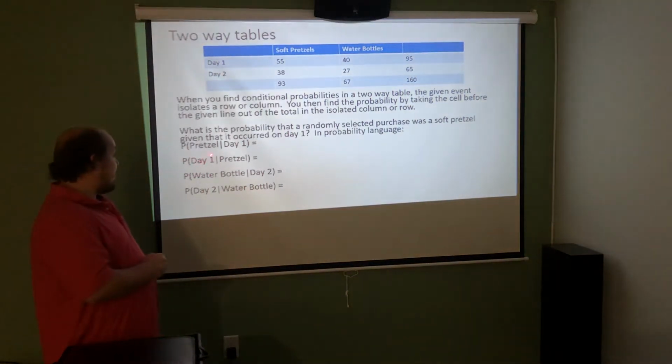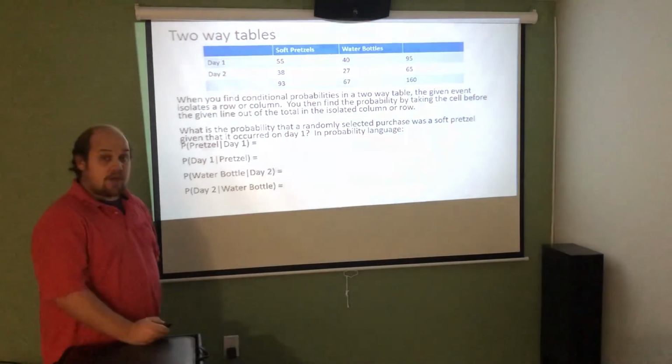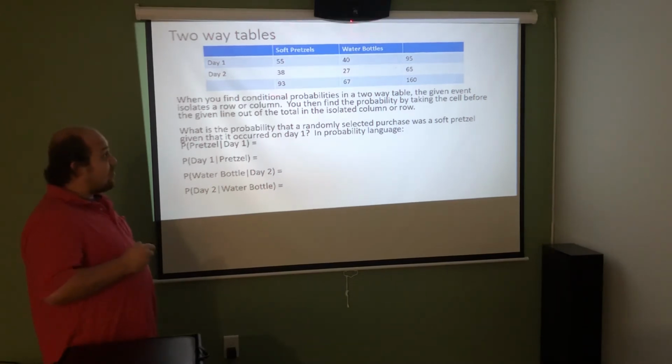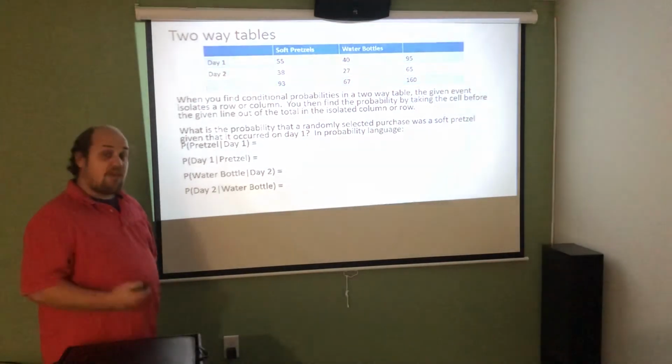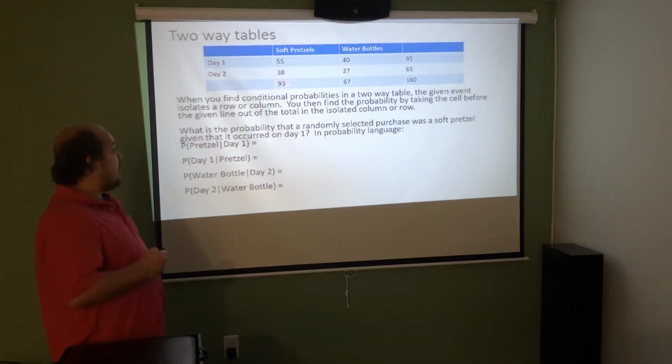If we condition it the other way and say we know we sold a pretzel, what's the probability we sold it on day 1? Well, in that case, after the given line is pretzel, meaning we're isolating a column, not a row. We don't care about the water bottles, we don't care about the total. All we care about is the pretzels. Within the pretzel column, we have 93 possibilities. Of them, 55 were on day 1. So the probability it was on day 1 given it was a pretzel is 55 divided by 93.